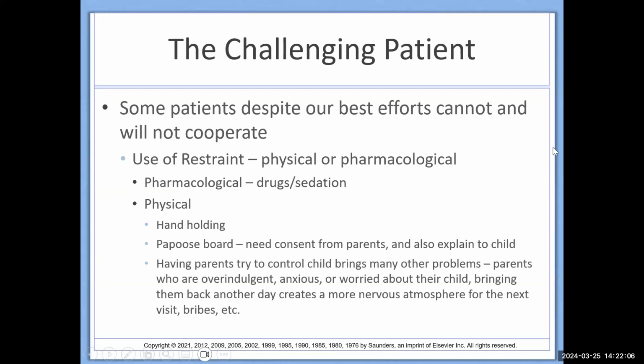But then again, we always have a challenging patient. And with the challenging patient, some patients, despite our best efforts, cannot and will not cooperate. So there's a use of restraint. It could be a physical restraint, it could be a pharmacological restraint. Pharmacological restraint is more like medicine, where you give medicine to the patient to make them drowsy or to calm them down.